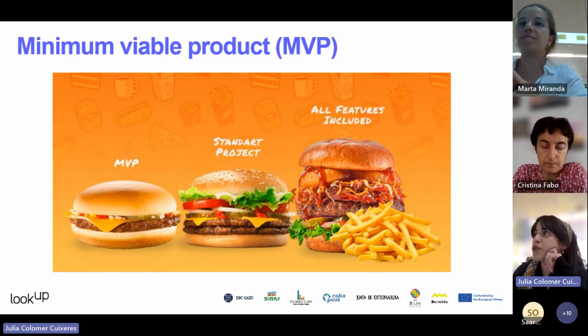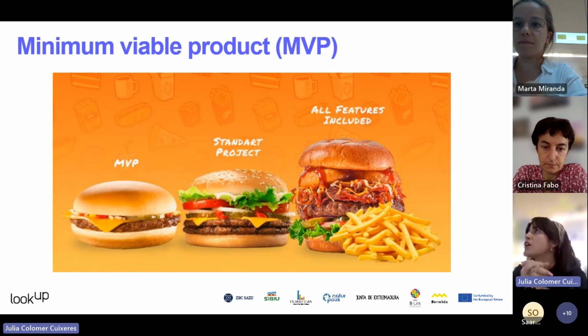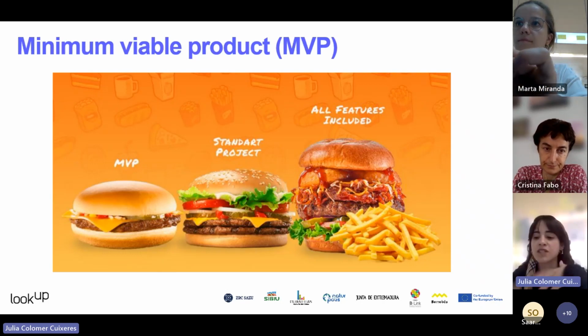Then you have the standard product. Okay, we are improving a little bit. Once we know that the minimum viable product has been successful and it's feasible, and when you know that it is established on the market, then you can add more features and, of course, more content or more services or complements, we can say.